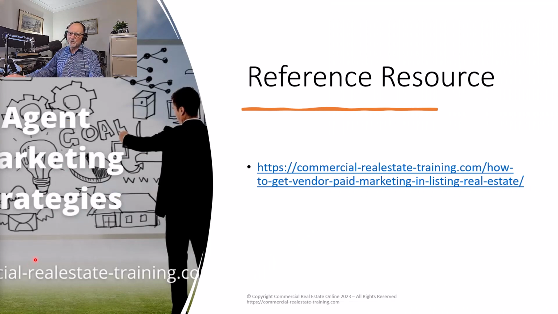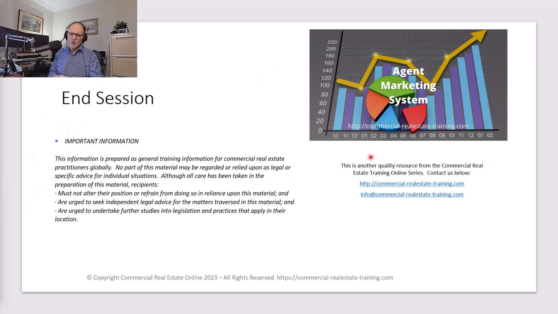So if you'd like a reference resource on this, check out this article at the website, which is How to Get Vendor Paid Marketing in Listing Real Estate. It's a very good article because it takes you down into the approach to make sure the client is engaged and thinking about their property, their requirements, your processes, and why you are the best agent for the job. So when you go to get that particular article, make sure you print it off and keep it. It's How to Get Vendor Paid Marketing in Listing Real Estate. And the website is commercial-realestate-training.com. I've selected that reference resource specifically to help you in your real estate task and to be better at marketing when it comes to winning the job.